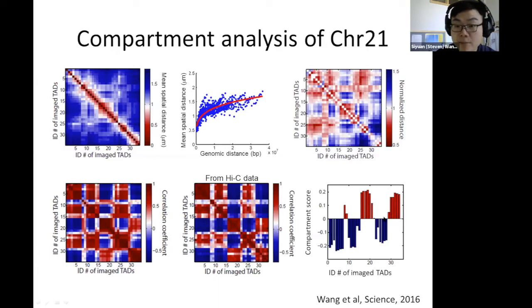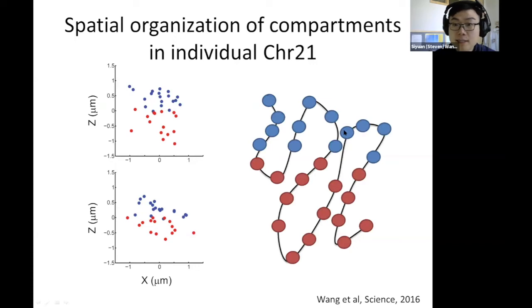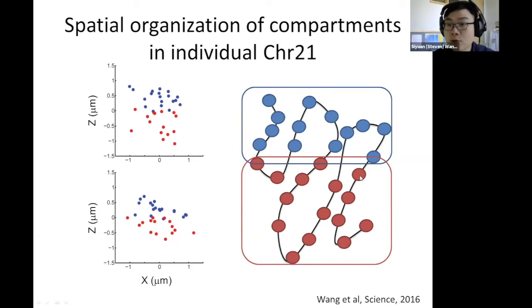However, with this AB compartment assignment, we can go back to the individual chromatin traces and ask, where is the A, where is the B? And here are two individual copies of chromosome 21 traces. All the B tags are colored in blue and A are colored in red again. We see immediately from these two copies of chromosome 21 that the AB compartments are really stably existing in individual copies of chromosomes, and they are positioned in this polarized, side-by-side kind of fashion.